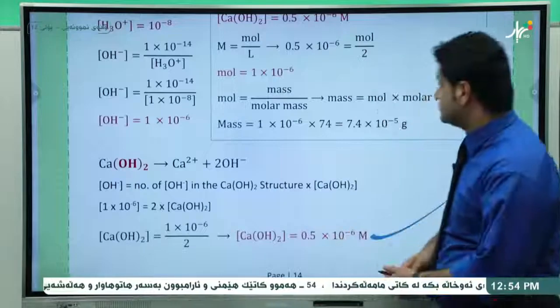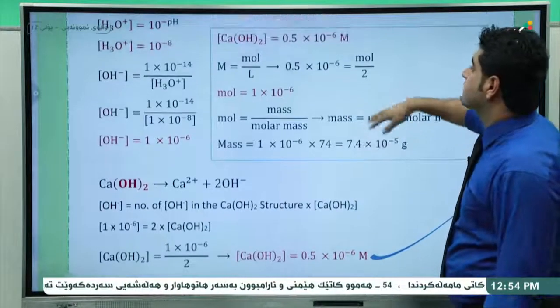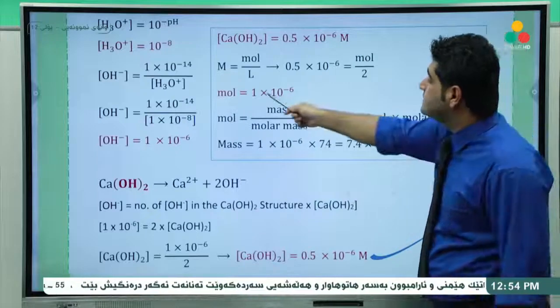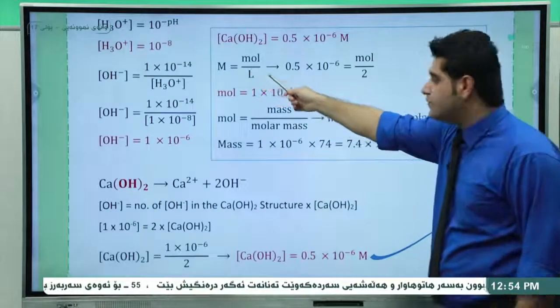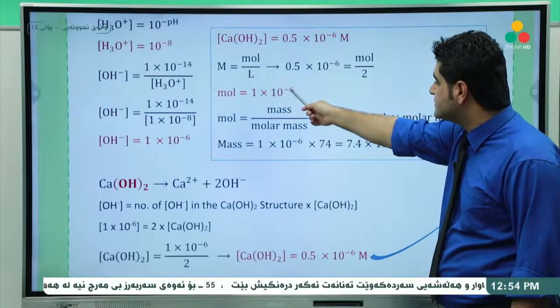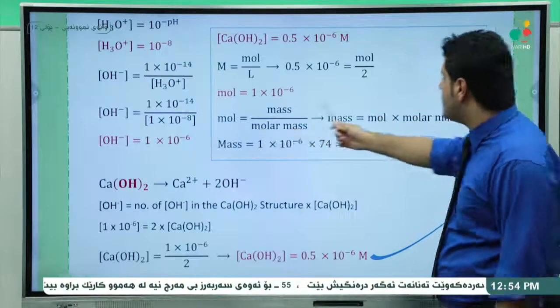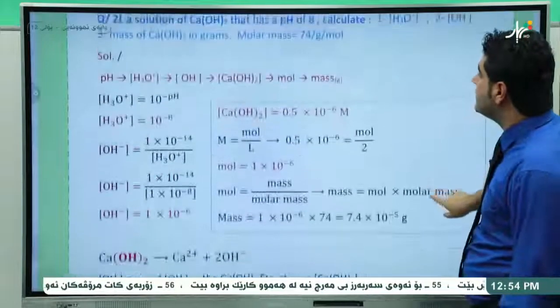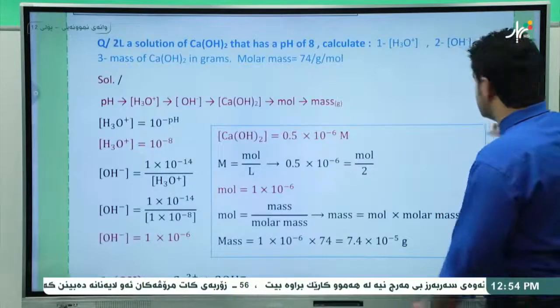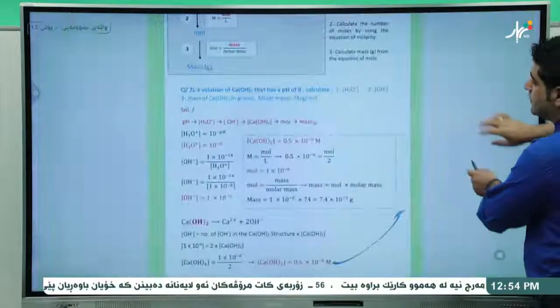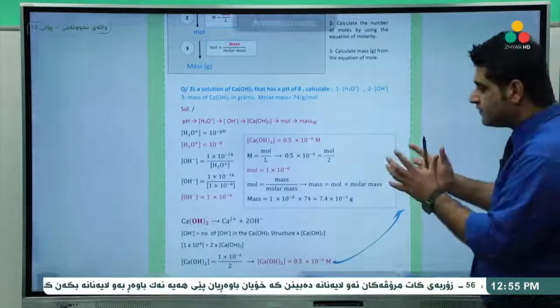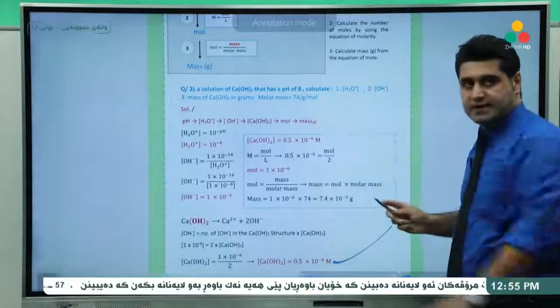So this is the concentration. Now we have to convert concentration into number of mole. Okay, through the molarity equation, mole is equal to 1 times 10 to the negative 6, then mole into mass. Mass is equal to mole times molar mass. Do we have the molar mass? Yeah, we have the molar mass. So I'll show you the brief solution of that step.